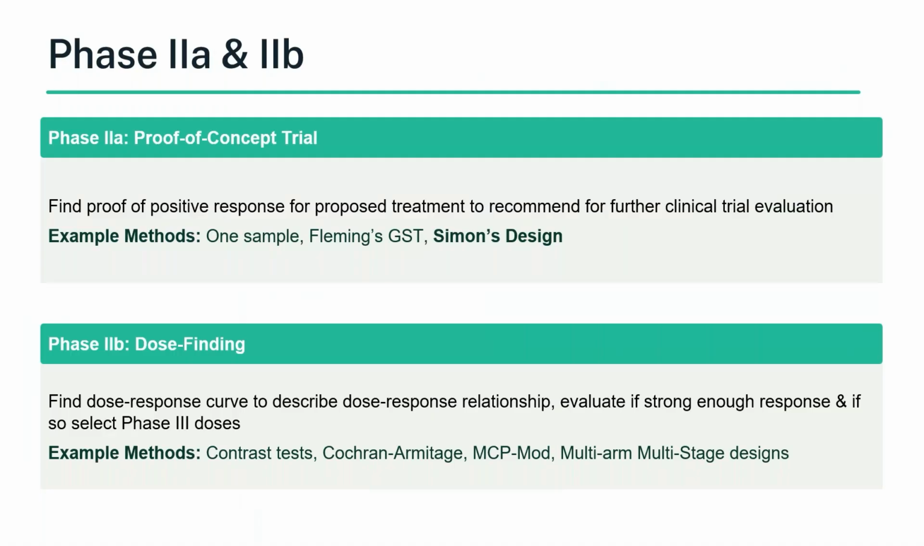But yeah, some of the very common designs at this stage would be the Cochran-Armitage test for proportions. MCP-Mod would be common at phase 2B. And then also, as mentioned, the multi-arm, multi-stage type designs.